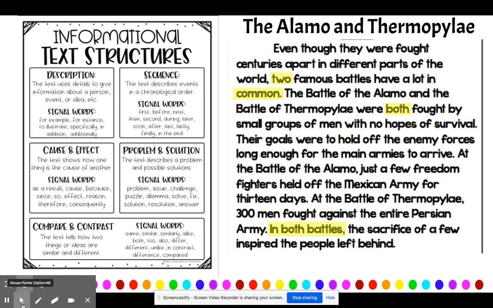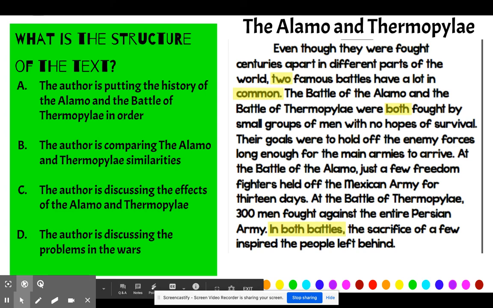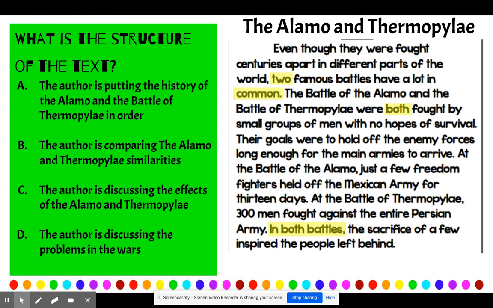Now that I have a pretty good idea of what the signal is, now I'm going to look at some multiple choice options. So here my question is, what is the structure of the text? I've got 4 options here. I'm going to read each option. Even if I think, oh, it's A, it's A, it's A, I need to make sure I check myself and read all the options through and give each option its fair consideration.